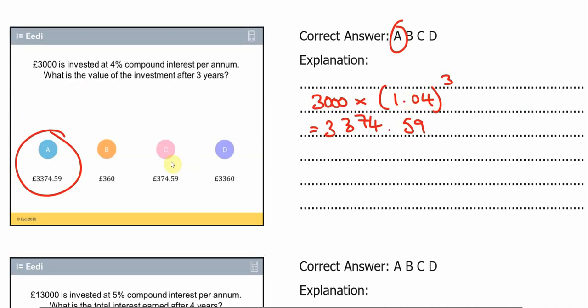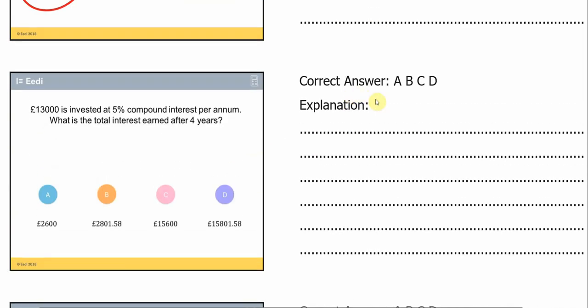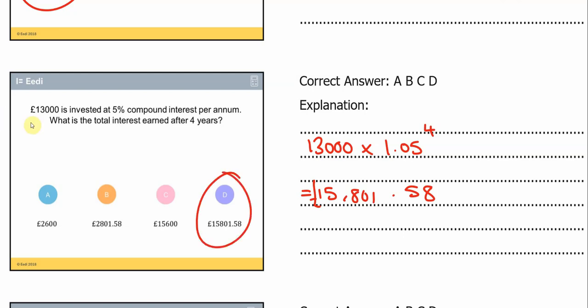We could have probably just taken a wild stab that these two weren't going to be right off the bat. Okay, question 2. Our starting value, 13,000, is at an interest rate of 5%, so 1.05, for 4 years. So when I type that in my calculator, I get £15,801.58. It's really important, remember, this is money, so 2 decimal places. Even though my calculator's giving me more, I'm rounding it. So D is going to be my answer for that one.